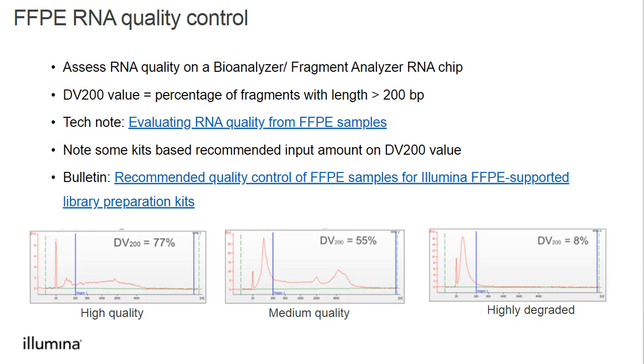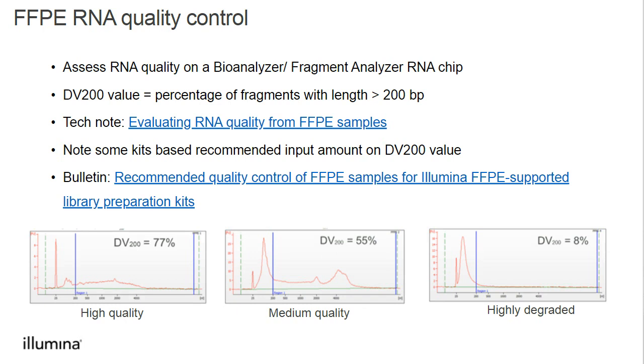And at the bottom of the slide, these are just some representative example traces. On the left, with our DV200 of 77%, we can see that most of the fragments for this particular sample are greater than 200, versus our highly degraded sample on the bottom right, where we see a DV200 of 8%. We probably don't want to be using something like this. It's not going to work well for sequencing applications.